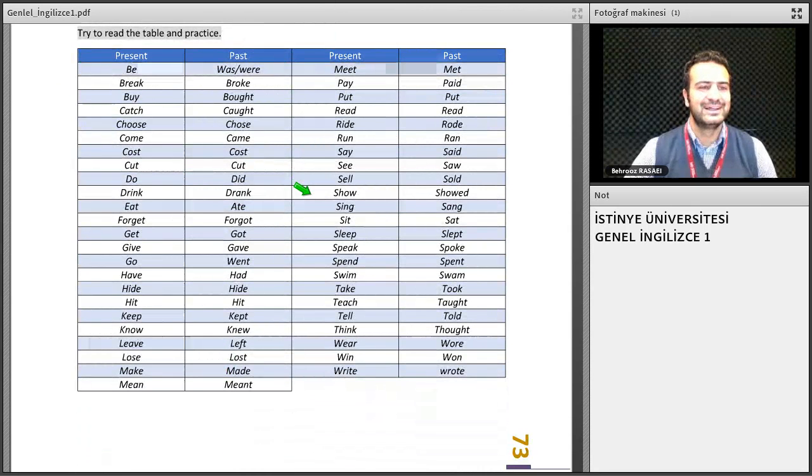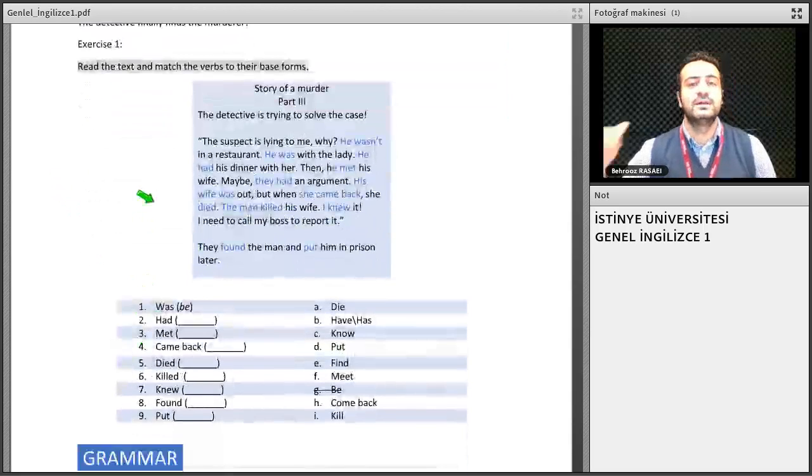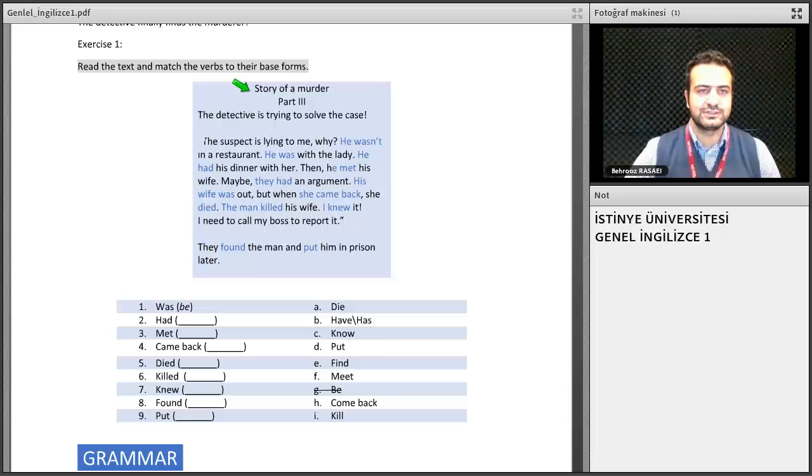So, let me go to the previous page. Okay, let's find "know," if we have it in the list. Let me see if we have it. Yes, "know" is here. So "knew" is new for the past. But look at the title of this unit, I Knew It. So it is talking about the past. So the reading part: the detective finally finds the murderer. Exercise 1, the story ends here. Read the text and match the verbs to their base forms.